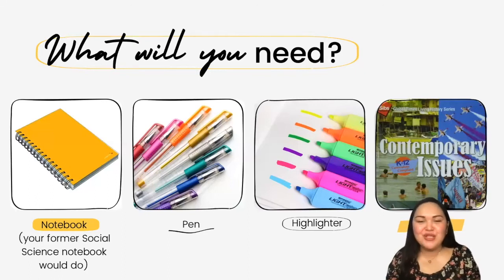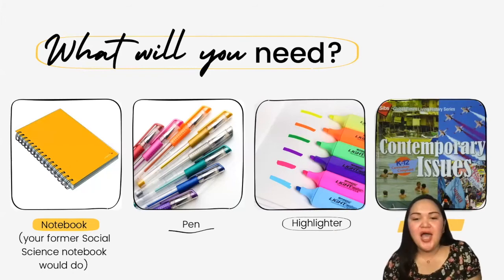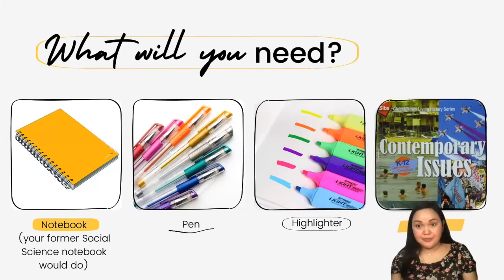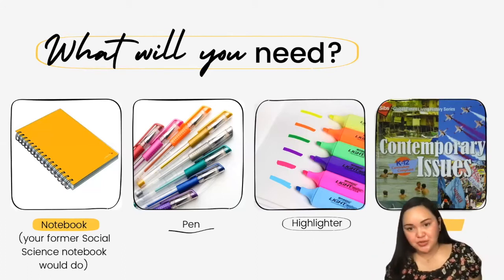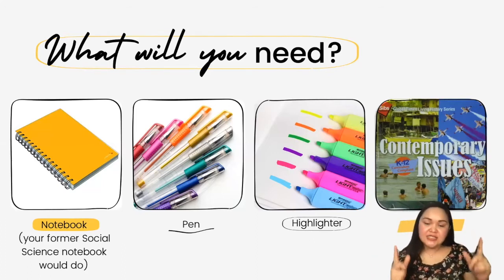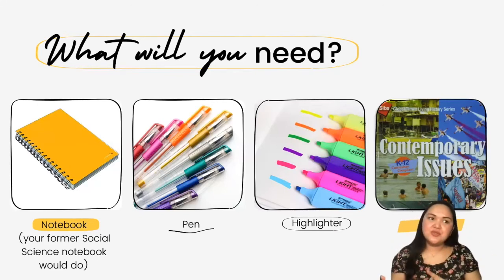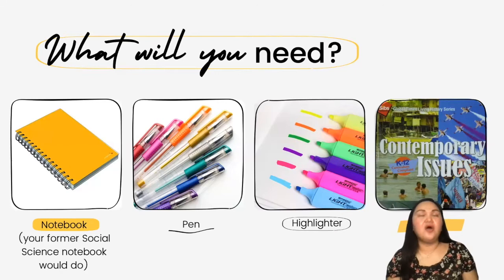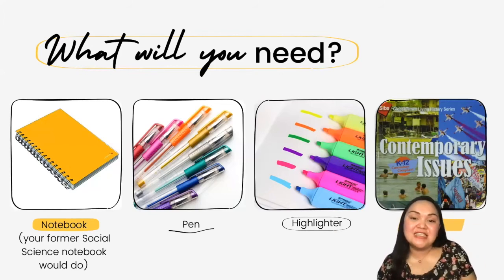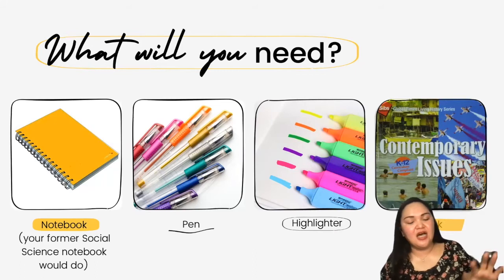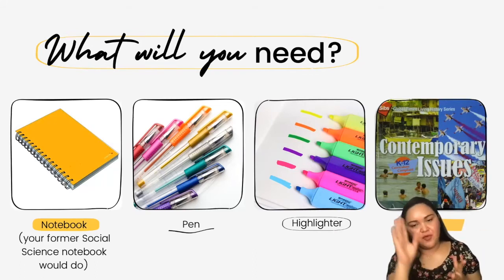Now, the question is, what will you need? You have here 4 items. First, your notebook. Mind you, your formal social science notebook would do. I have no issues if you use your old notebooks. In fact, I encourage you to do so because there are some topics in contemporary issues that we will have to revisit, topics you have already discussed in your other social science subjects, such as Asian history, world history, and of course, economics.